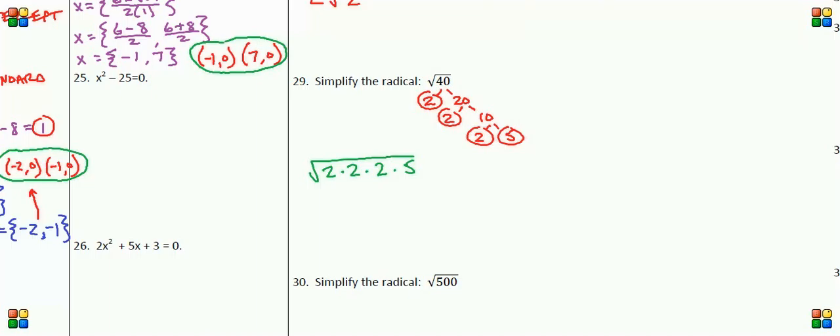Let's take a look at our prisoners in the jail. Looks like we've got two 2's that form a partnership. One of them escapes out. One of them dies or is canceled. And we're still left with 2 prisoners that don't have a partner, so those stay in the jail. Now we can recombine the numbers inside the jail. We've got 2 on the outside. 2 times 5 is 10 on the inside. And your simplification of square root of 40 is 2 times the square root of 10.